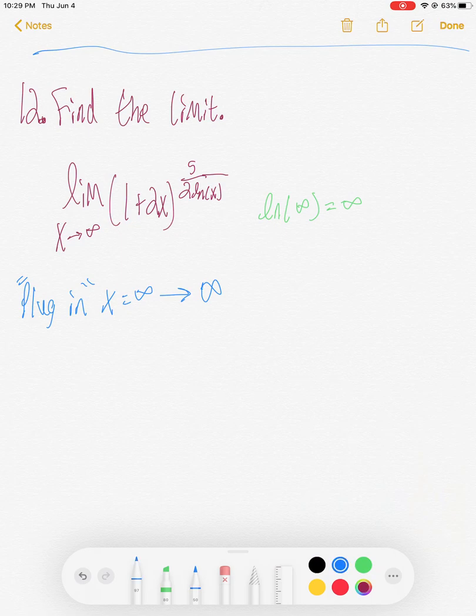Okay, well, hang on. We said that ln of infinity equals infinity. Again, technically, this doesn't make sense because ln of infinity is technically nonsense. But again, you know what I mean whenever I write that. So this exponent is 5 over infinity, and that is 0. So we have infinity to the 0 here. And this is indeterminate.